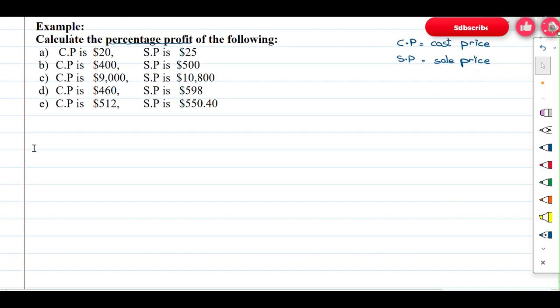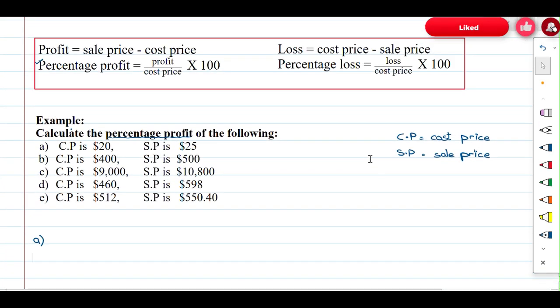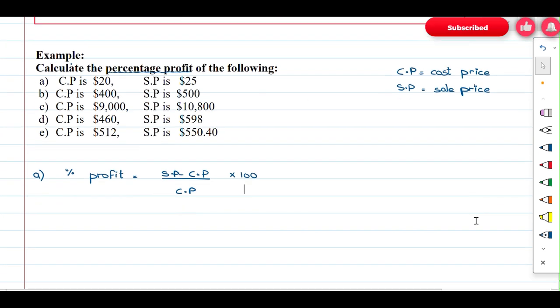All right. Let's start with part A. We need to solve for the percentage profit. So what is the formula for the percentage profit? Percentage profit is equal to profit. Profit means the sale price minus the cost price, divided by the cost price, and multiply by 100. Okay. Profit, which is sale minus cost, divide by cost, multiply by 100.